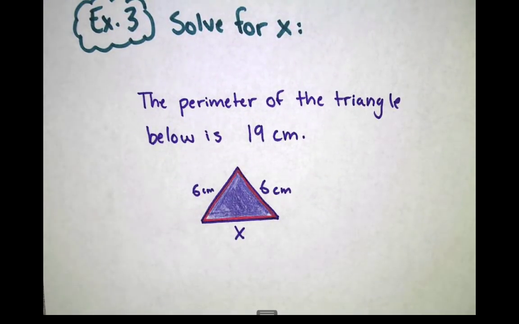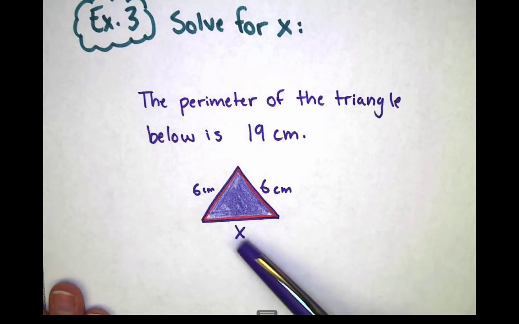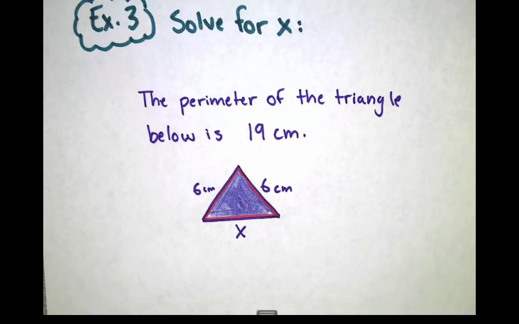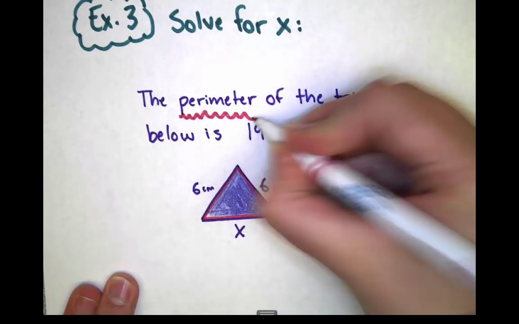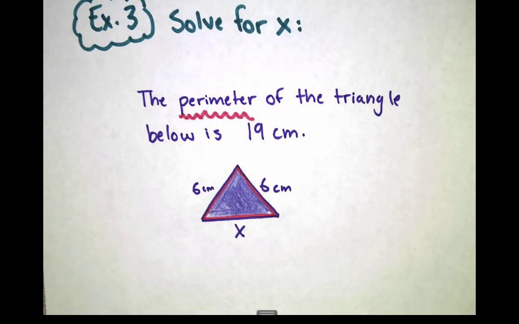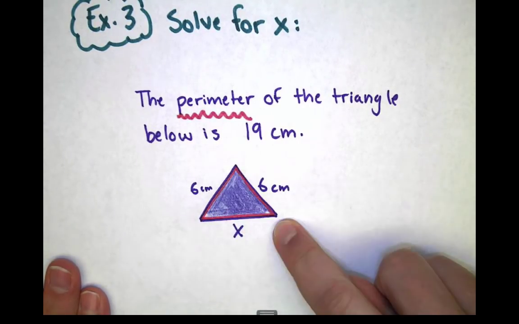So here is our triangle. It measures 6 centimeters by 6 centimeters by x. We don't know x. And we know that the perimeter of the triangle is 19 centimeters. So we know what perimeter means. When we see the word perimeter, we know perimeter is referring to the outside. So if we went all the way around these edges, it should be 19 centimeters.